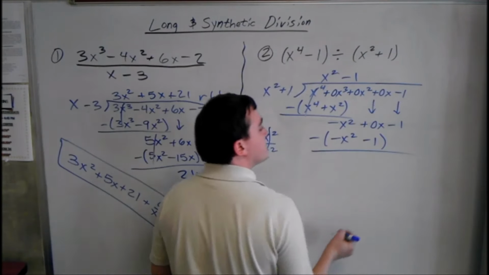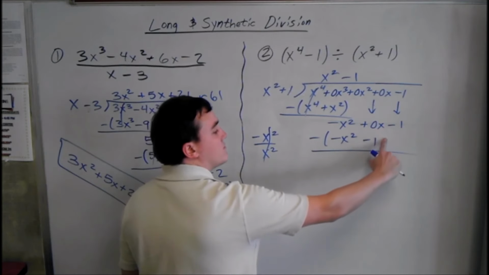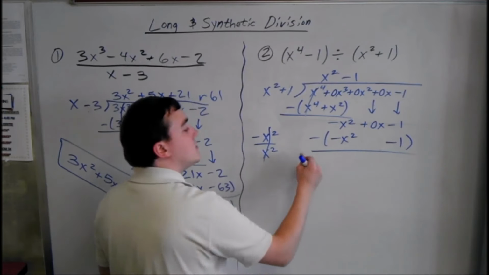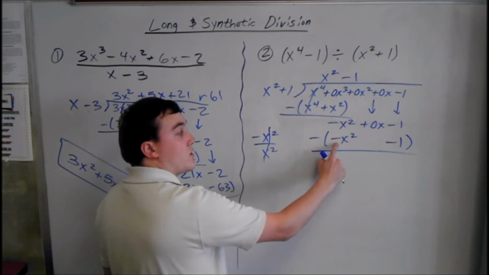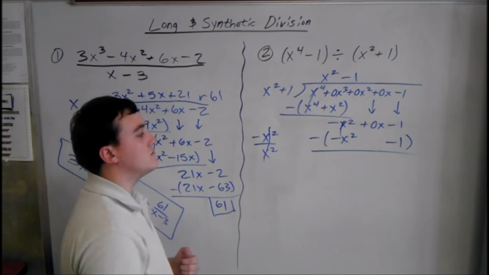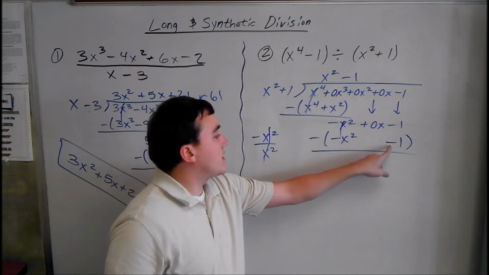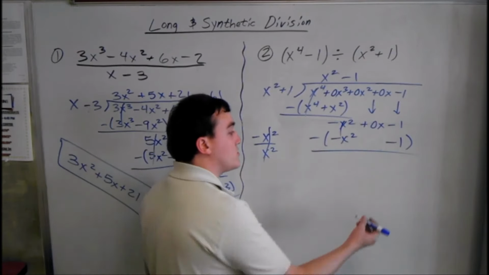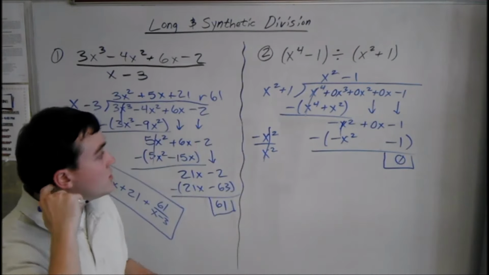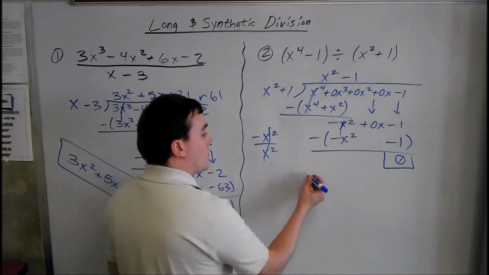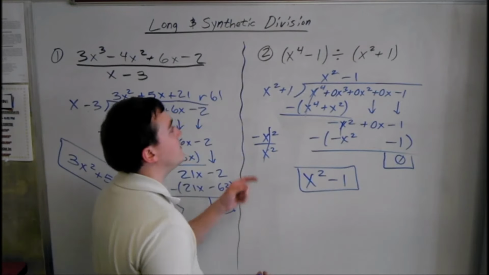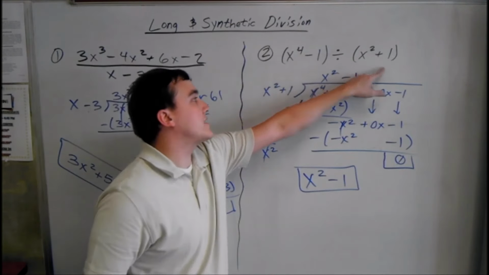You can line these up, like here. We could write minus 1 over here. So, negative x squared means positive x squared. So negative x squared plus x squared is 0. Those cancel. And we have negative 1 minus the negative means plus 1. Negative 1 plus 1 is also 0. So we have a remainder of 0 here. So there's no remainder. So our answer is just what we have up here. X squared minus 1 is what you get when you divide x to the fourth minus 1 by x squared plus 1.